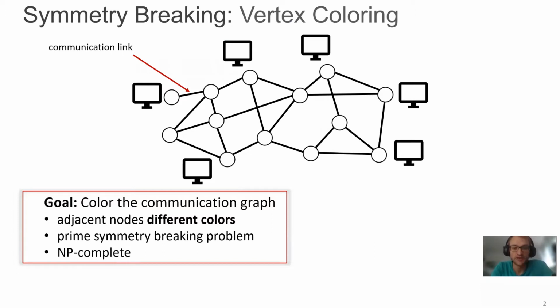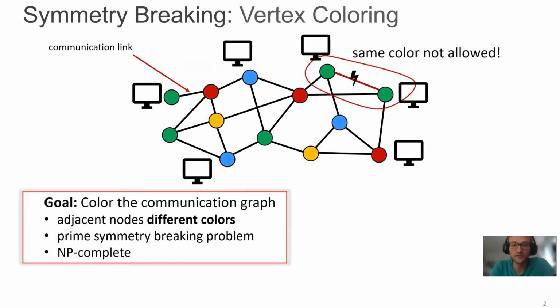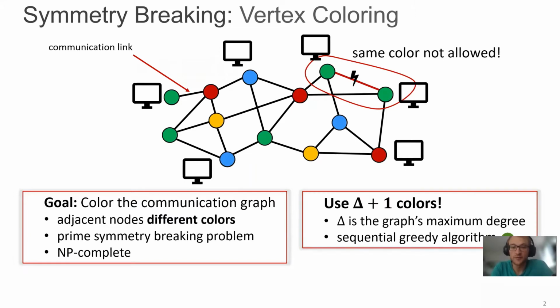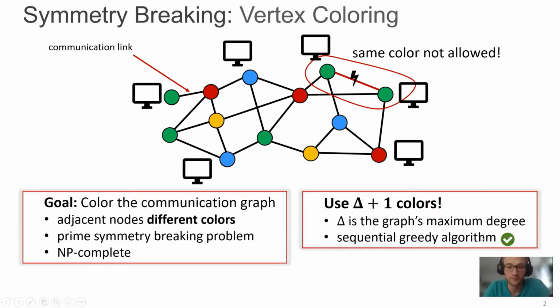So we're given a communication network, and the objective is to color this network such that adjacent vertices get different colors. And here the number of colors that we want to use is optimally delta plus 1 colors, where delta is the maximum degree of the graph. Note that in this setting, it's very simple to compute such a coloring with a sequential greedy algorithm.